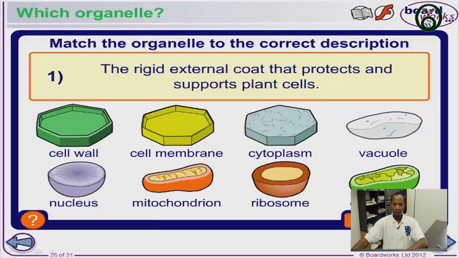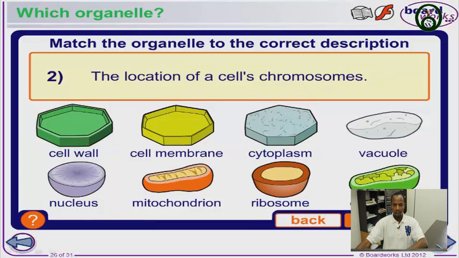Now, first of all, we say the rigidity, the rigid external coat. Which of these carries that out? The cell wall, which is this. And then we go to the next question. The location of the cell's chromosomes. Which of these contains the cell's chromosomes? Is it the nucleus? Yes, great. The nucleus contains the cell's chromosomes. Remember, the chromosome contains the DNA.